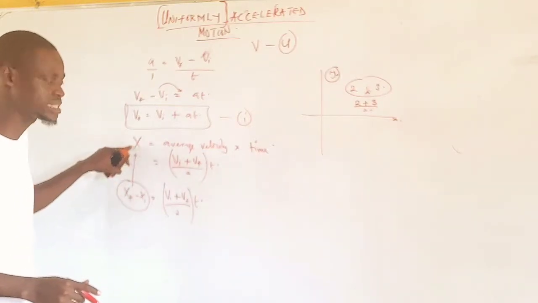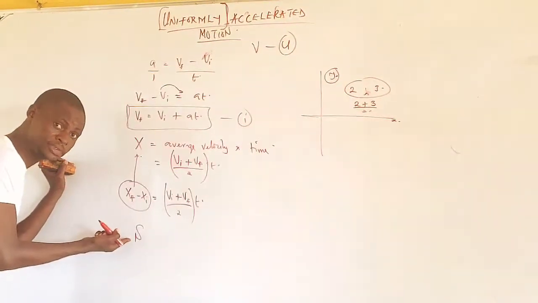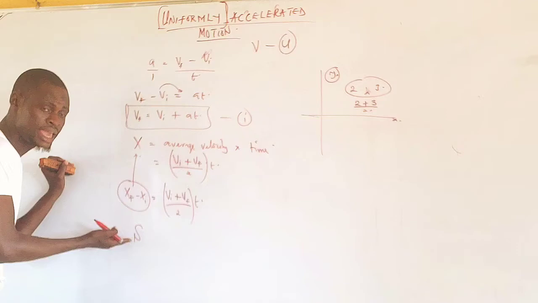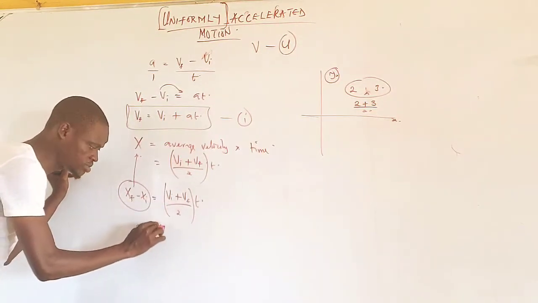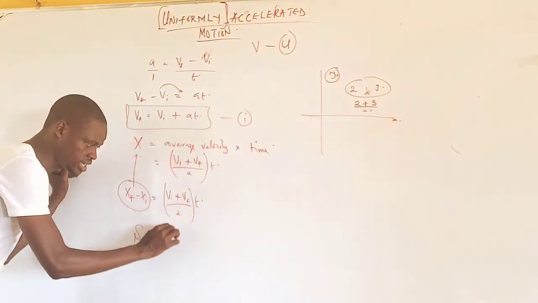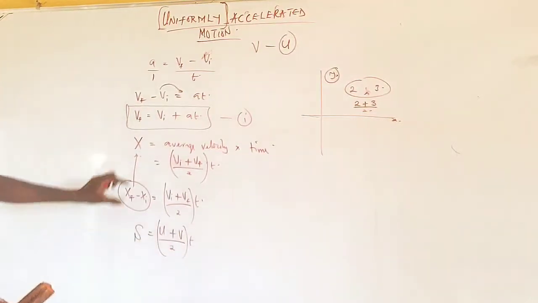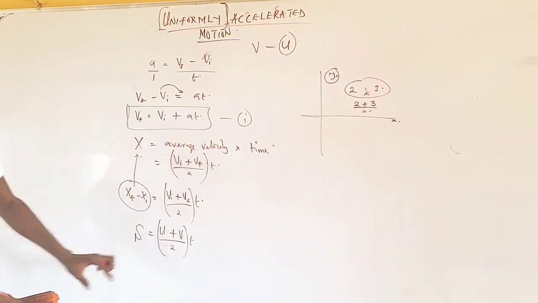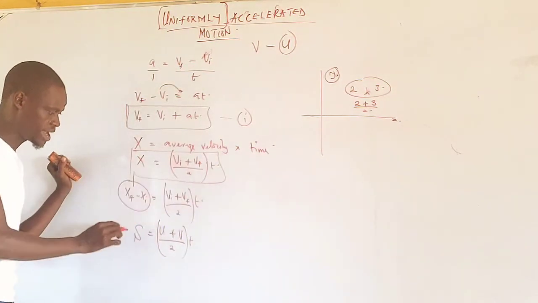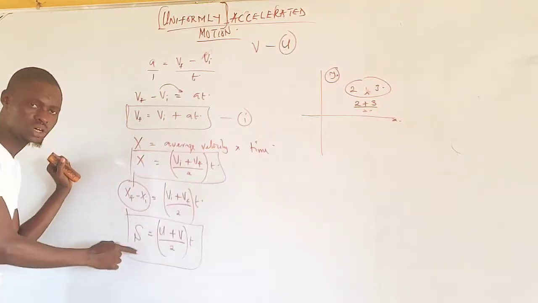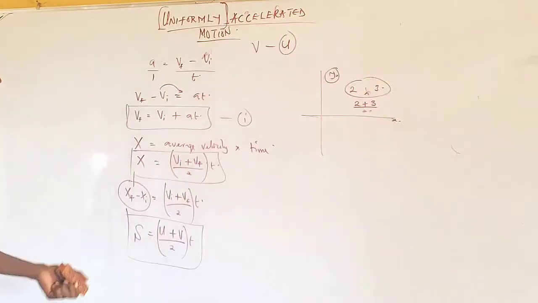I can also represent this x with S. Sometimes we replace our x with S. S equals, sorry, our initial velocity is replaced by u, and my final velocity is taken as v, all over 2 multiplied by time. Please note that these equations are the same. I can write it as x equals this, or I write it as S equals u plus v over 2 times the time taken.